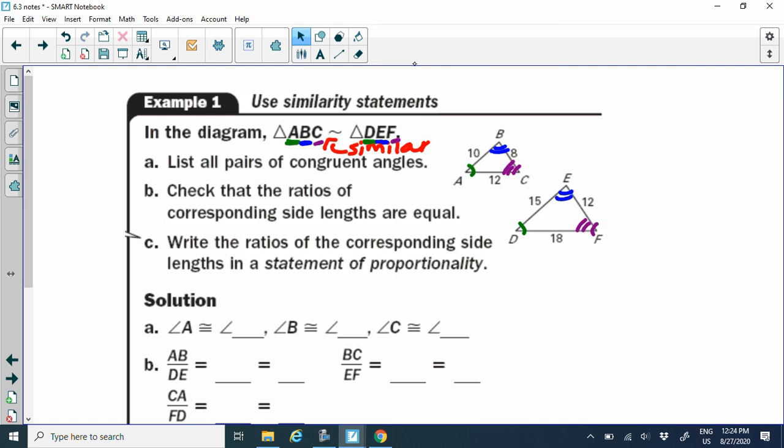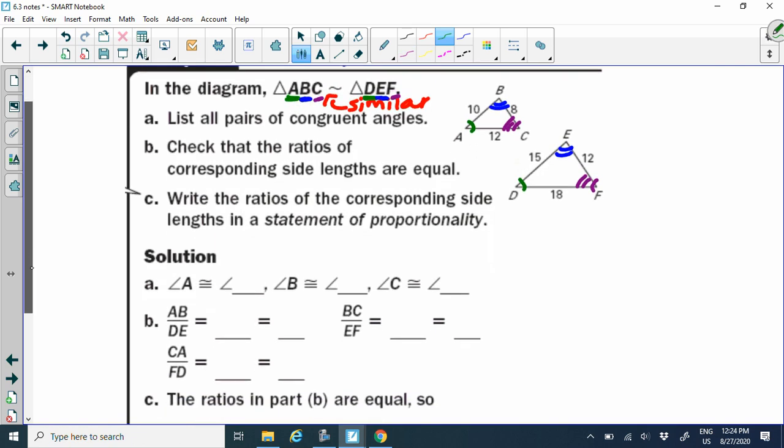So now we can write all of this in part A of the solution. In part A it says angle A is congruent, remember that's the congruent sign, to angle blank. Well, we said that angle D was congruent to it, because they are both the first letters of each of the triangles. Angle B is congruent to angle blank. Go ahead and maybe fill this in. Hopefully you said angle E, because they are both in the same position, that second spot.